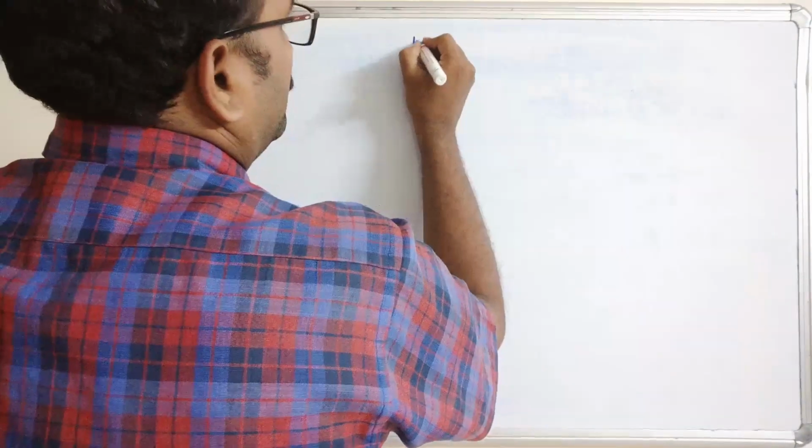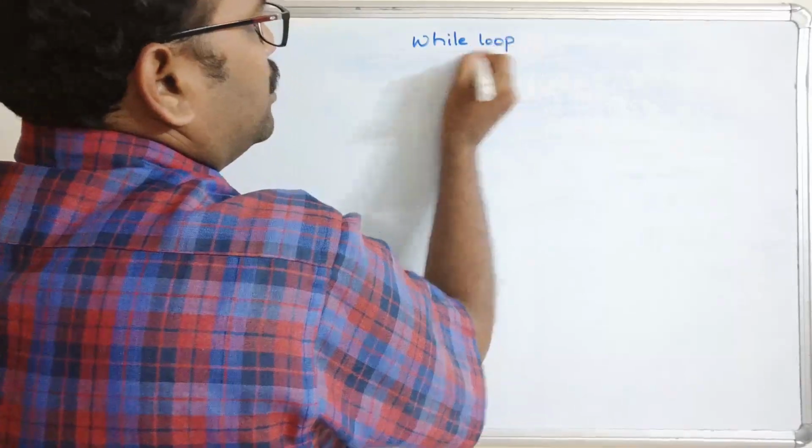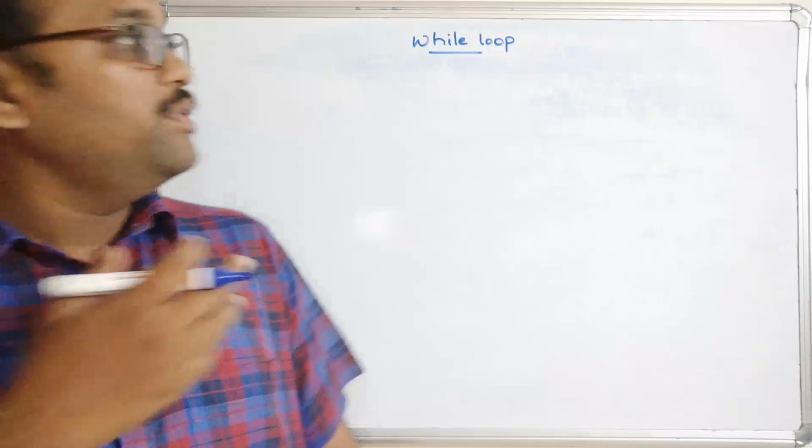So today we'll discuss one more iterative statement in R programming, that is the while loop. In our previous session we discussed the for loop, right? So now we'll see the while loop.